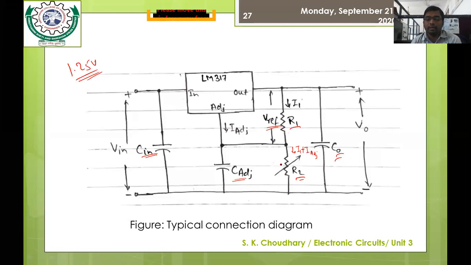from the feature of the LM317, it can provide an adjustable voltage from 1.25 volt to 37 volt. So for this variation of voltage, where we require a desired output voltage between these two values, we have to adjust the values of R1 and R2.